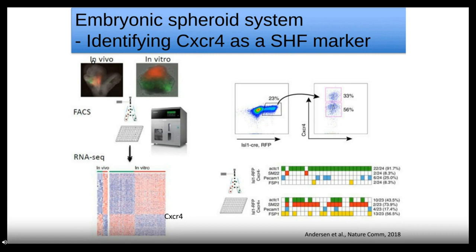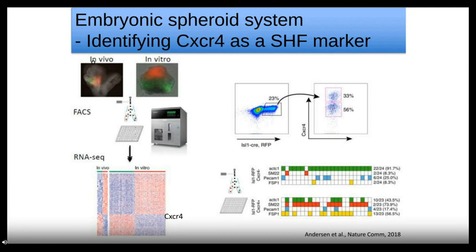So we turned back to our system, and this time we used another pluripotent stem cell line, driven by the cardiac progenitor marker Islet that drives RFP. We can take these cells and analyze them for CXCR4 expression, and what we find is that within that population of progenitors, we can identify a population that expresses CXCR4 and one that is not expressing CXCR4.